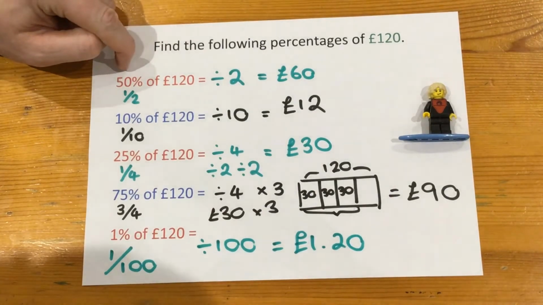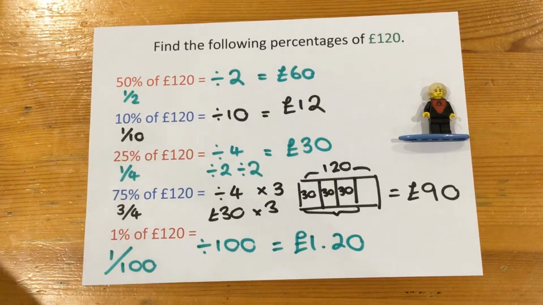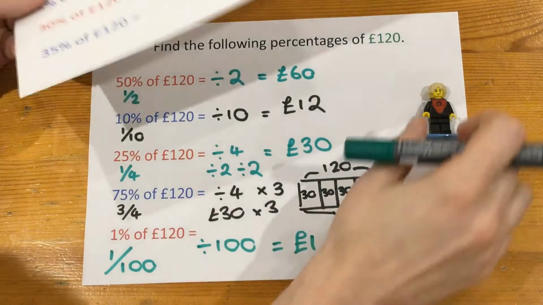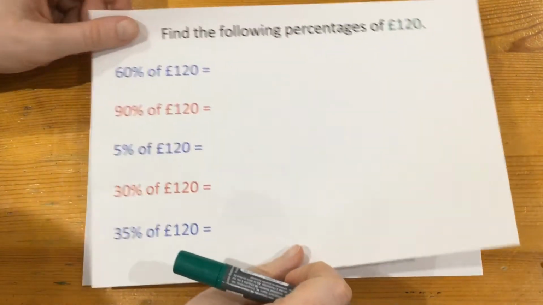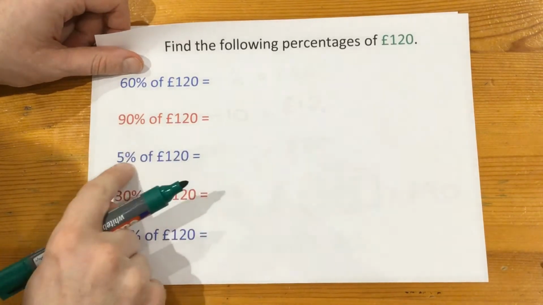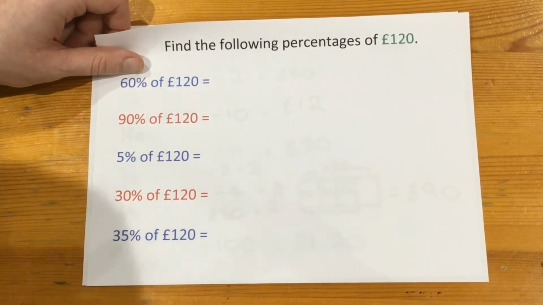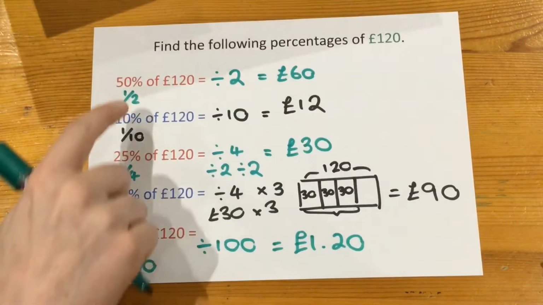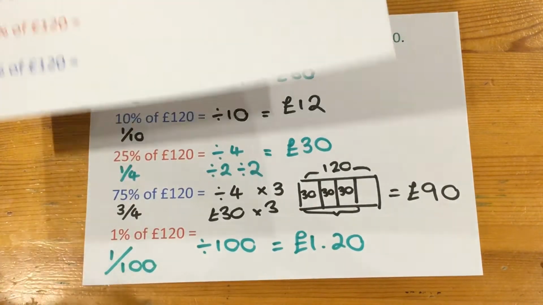These percentages are going to be useful when I look at some slightly harder percentages now. So I'm using known percentages to help me. So this time I'm going to want to find 60%, 90%, 5%, 30% and 35% of 120. And I can use these numbers to help me.